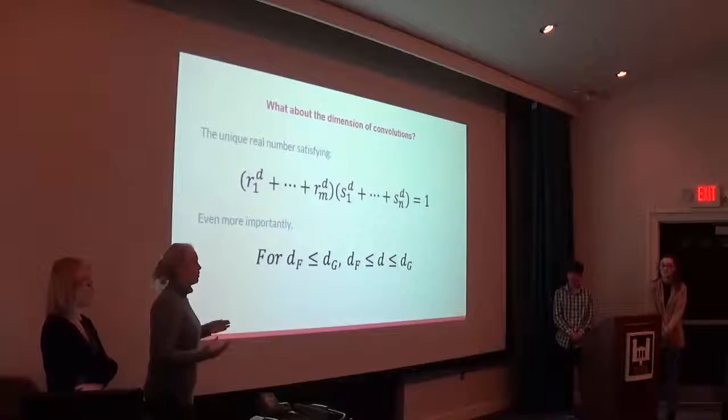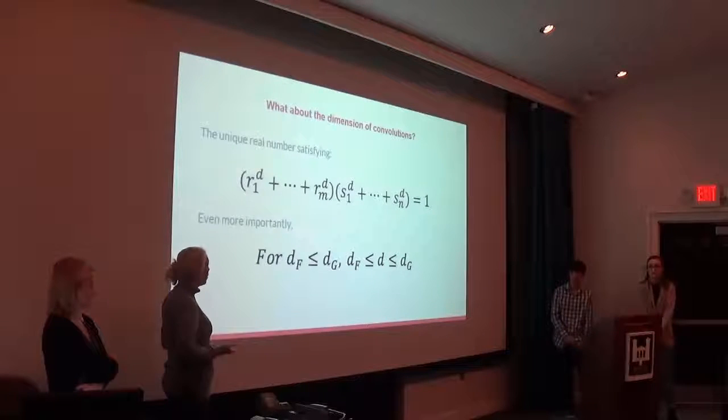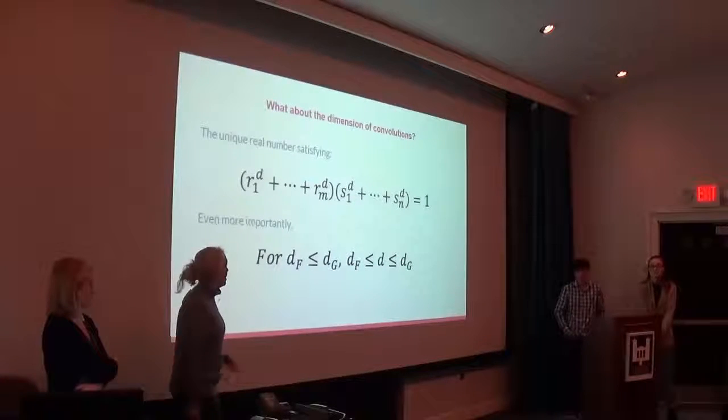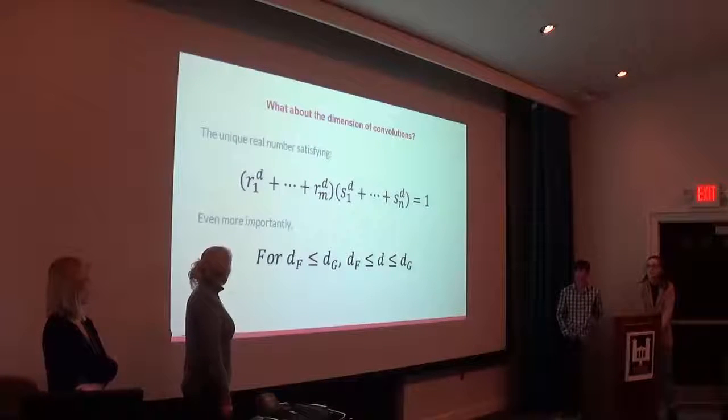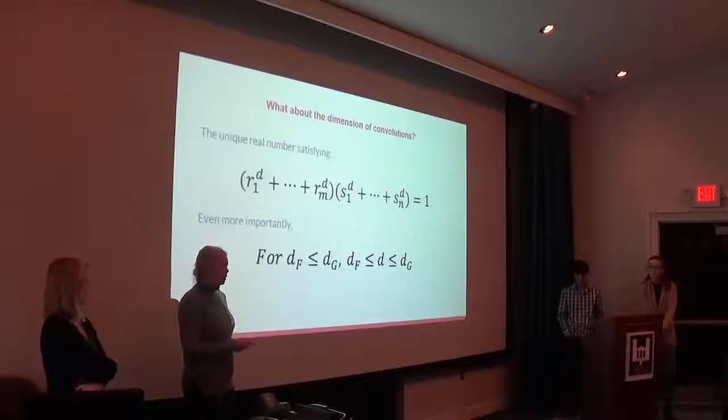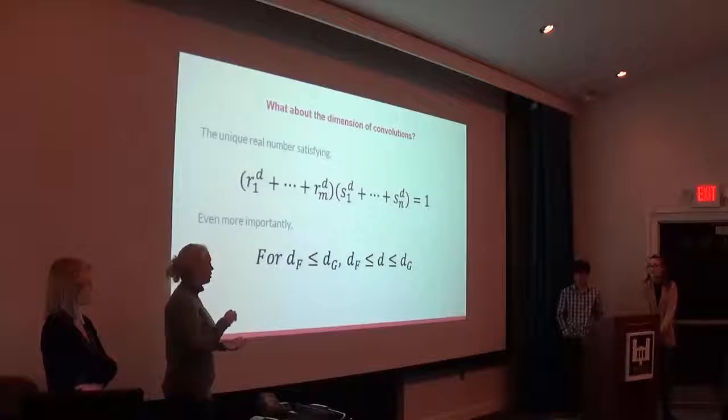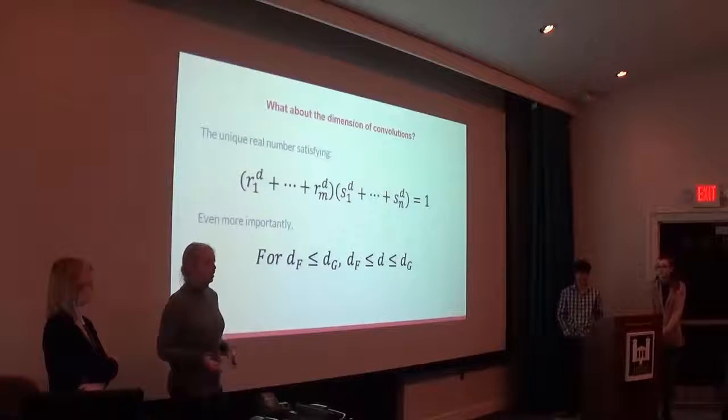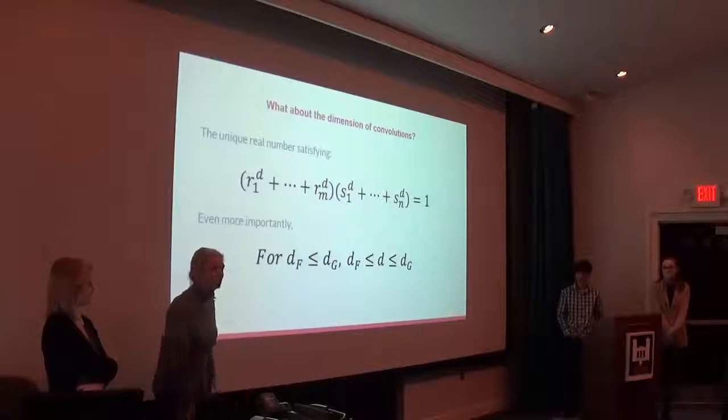So I was talking about how it was hard to solve the dimension for one fractal if you have different scale factors. And now when you have two, it gets worse. So what we do know is that you can get a bound on the dimension, which means that the dimension of the convolution is in between the one fractal and the other fractal, which is kind of cool.